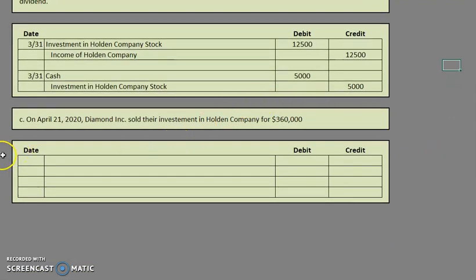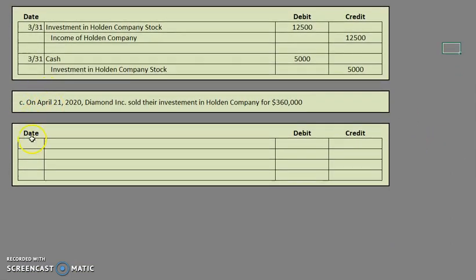All right, now on to this last one. On April 24th, Diamond Company sold their investment in holding company for $360,000. So we, Diamond Company, are getting rid of that investment. So let's start with the easy part, cash. Cash is going to be debited by $360,000 to make that asset account go up.